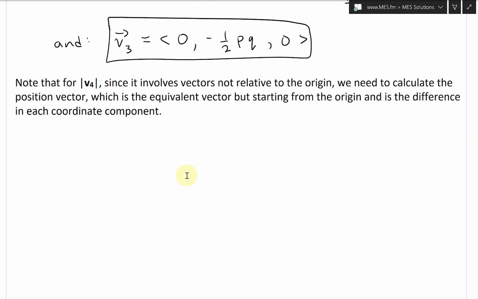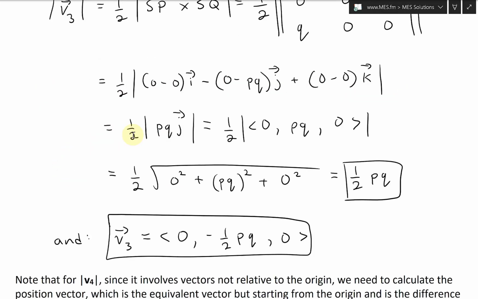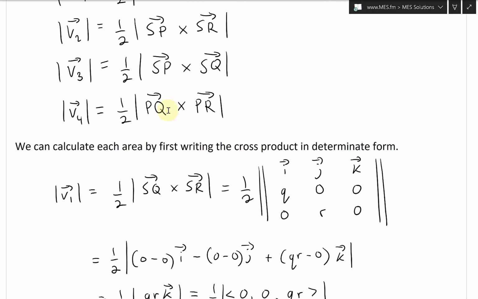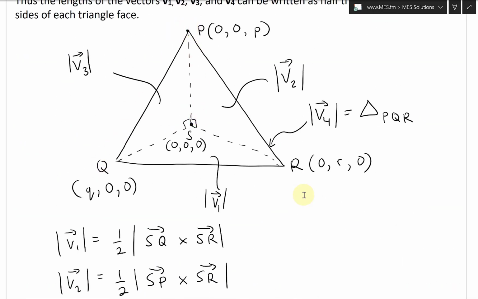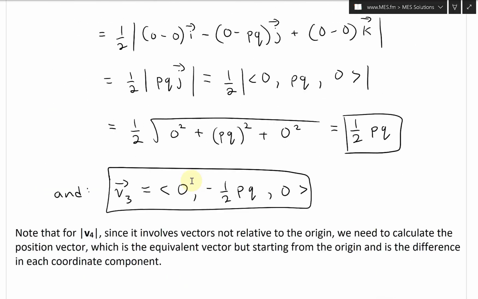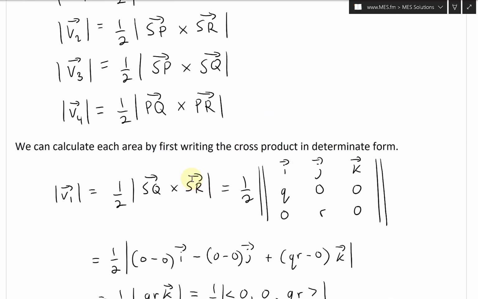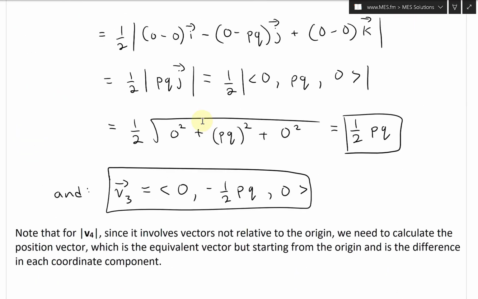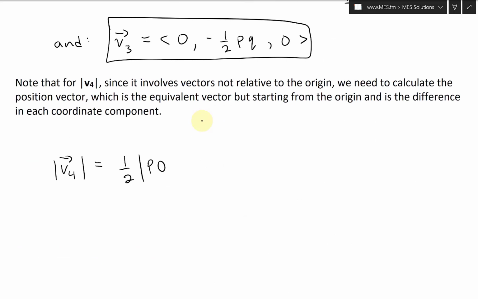All right, so let's write this down. So V4, the length, is equal to 1/2 the cross product. Again, the cross product for this one is PQ, PR. So we'll do the position vector. So Q minus 0, 0 minus 0, and then 0 minus P there. And then PR, and then R minus that there. So let's do PQ and then PR. And let's see if we have that correctly. Yeah, PQ, PR.